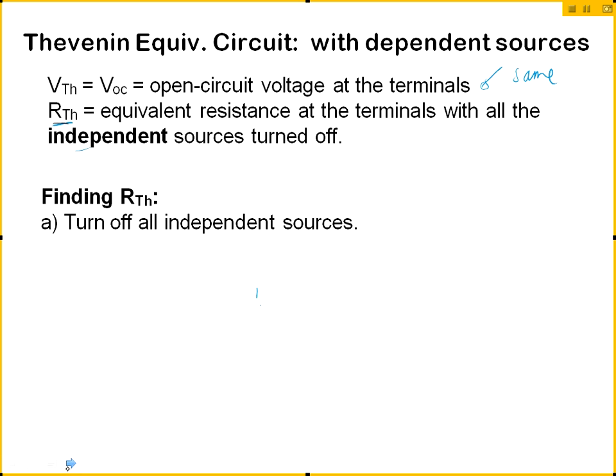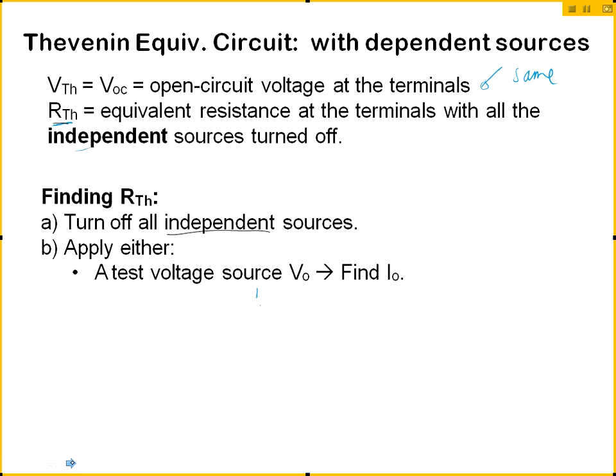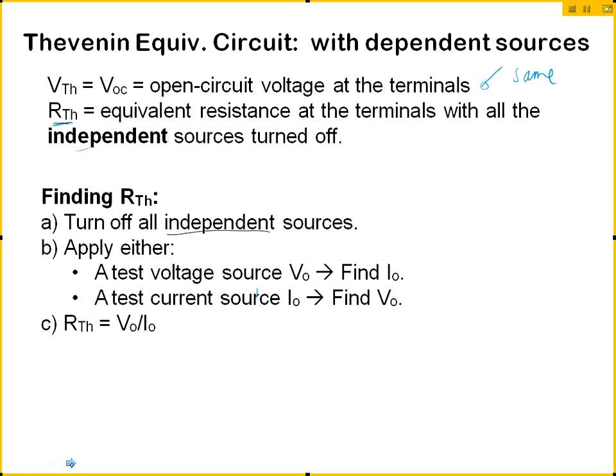According to this, to find R Thevenin, we still have to turn off all the independent sources. But even after you do that, you're still going to have the diamonds. In order to find R Thevenin, you can do either one of these two. You can apply a test voltage source of value V0 and find the resulting I0. Or, if you want, you can apply a test current source of value I0 and find the corresponding V0, and then V0 divided by I0 will be R Thevenin. So why does this make sense?